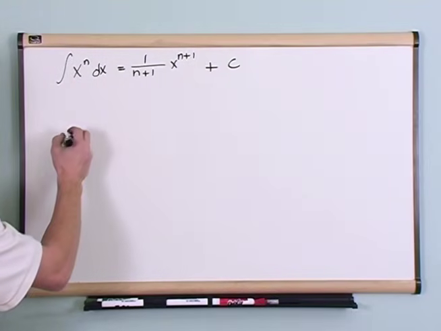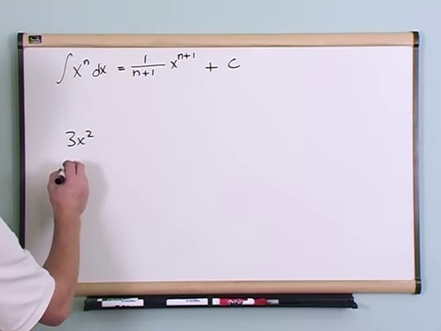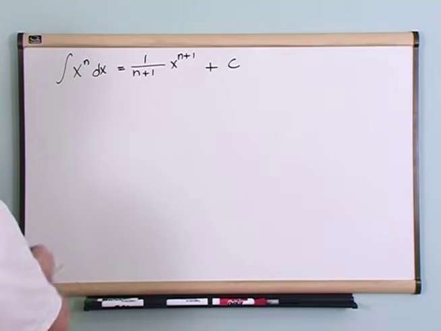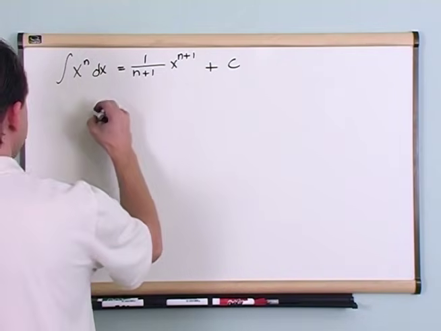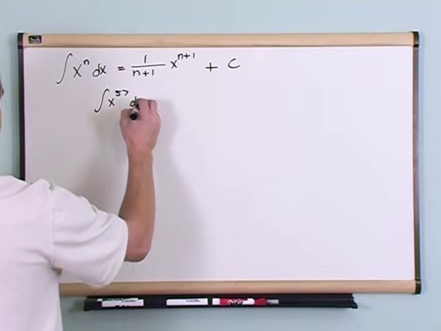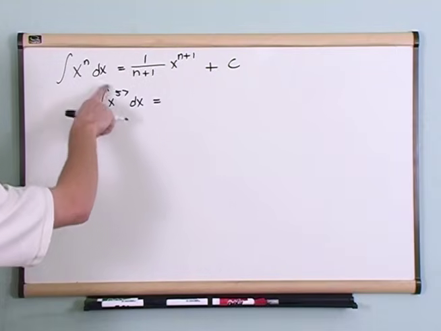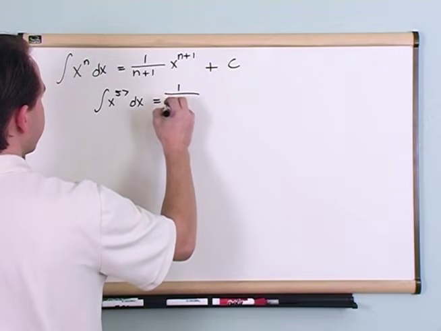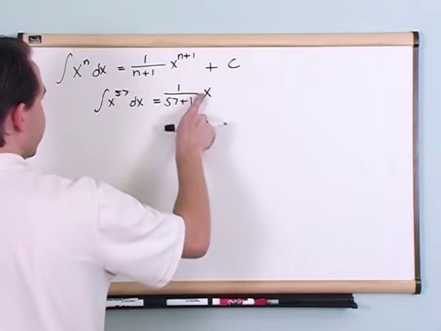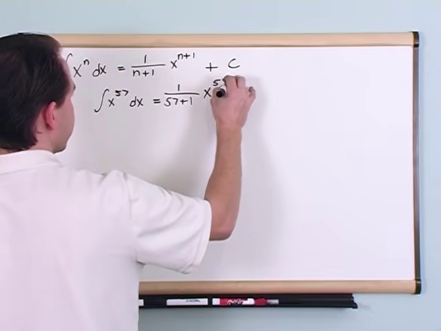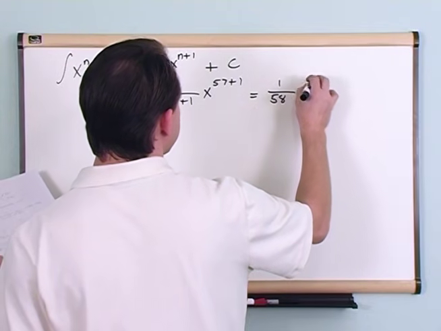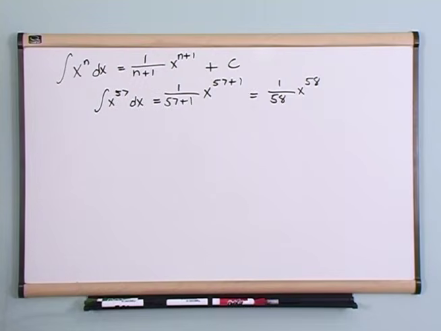This would govern how you would take the integral of 3x squared. It would govern how you take the integral of 10x to the 5th. It would govern how you do all of that. So let me just give you a quick example of how you would use that. If you had the integral of x to the power of 57 over dx, well, you just use this formula. 57 is n, so you have 1 over 57 plus 1. You just add 1 to the exponent. Put the x there, and then you add 1 up here. So that would be, again, 57 plus 1. So in the end, you would have 1 over 58 x to the 58th. Okay? That is the answer.